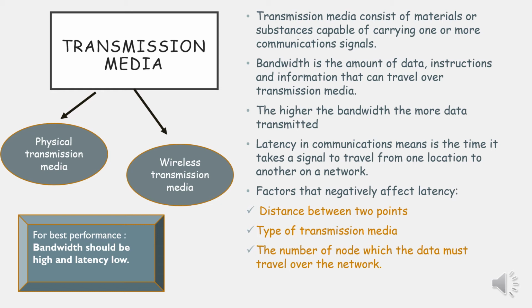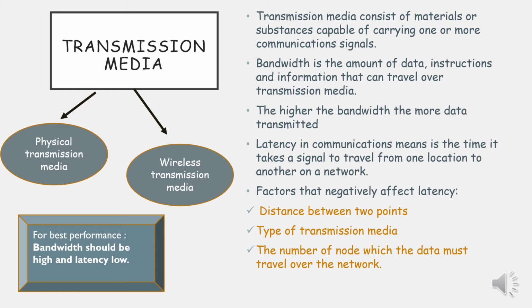Transmission media consists of materials or substances capable of carrying one or more communication signals. When you send data from a computer or mobile device, the signal that carries the data may travel over various transmission media. Transmission media, including both physical and wireless, are used to complete a data request over the internet. Although many media and devices are involved, the entire communications process could take less than 1 second.